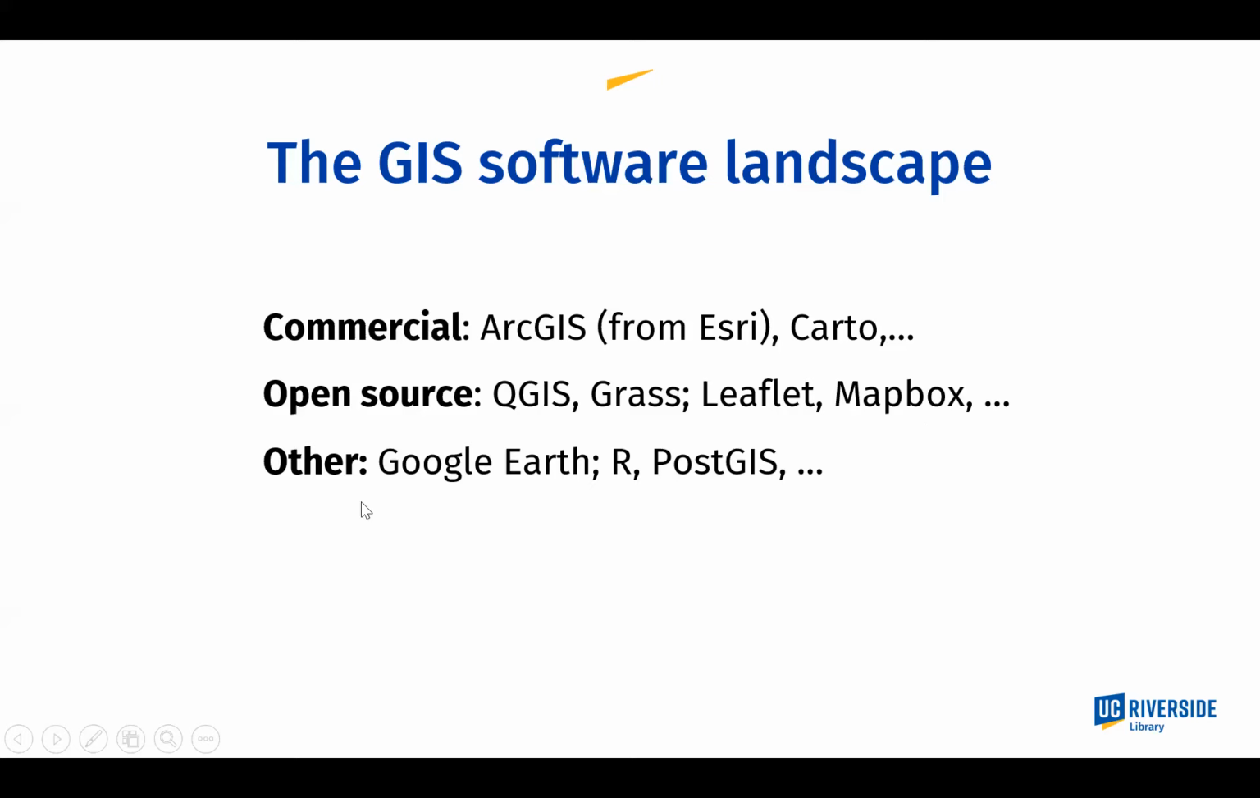And then my third bucket is just really a mishmash of things that didn't fit into the other two, in my head at least. And I lead off with Google Earth because obviously Google is a company, but they provide Google Earth for free. Anybody can just download it and use it. So there's that. You can use R, that programming language, to do many of the things that a GIS can do. And then PostGIS you may hear about, and that's like a relational database kind of thing. And then there's many other variations. But anyway, that's a basic breakdown of the GIS software landscape.